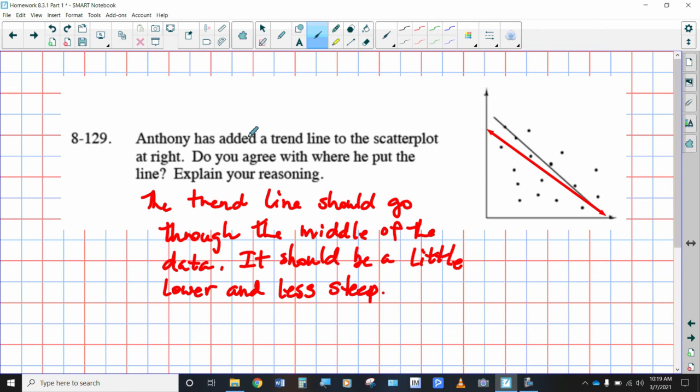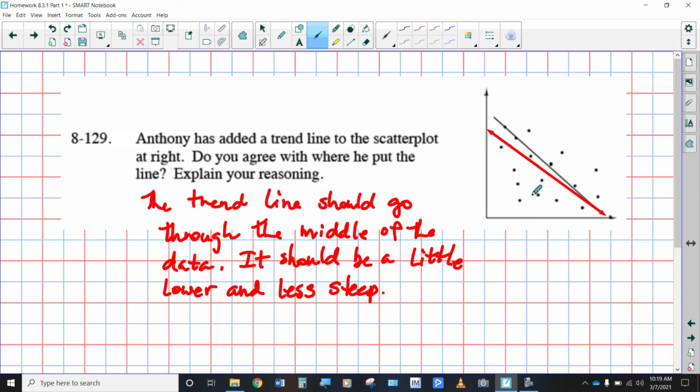All right, Anthony has added a trend line to the scatter plot. Do you agree with where he put it? And his is the black one. I just don't feel like that really follows the trend, and there isn't a balance. See how far away these guys are compared to those? You want it to run through the middle, and you want it to follow the trend. So I think the red line is probably a better line of best fit than the black one.